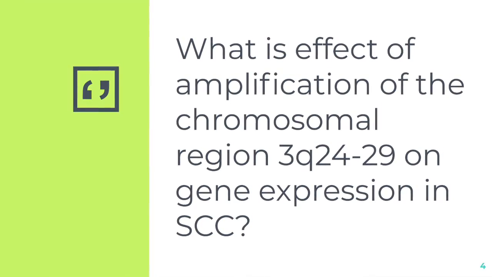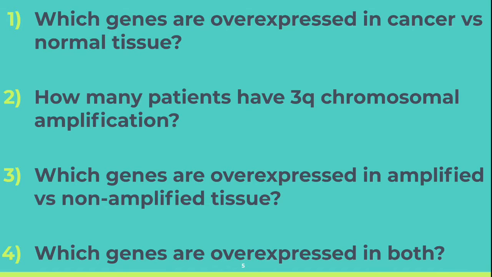This question can be broken down into 4 parts. First, we can look at which genes are overexpressed in cancer, comparing cancer versus normal tissue. Secondly, we must figure out how many patients actually have 3q chromosomal amplification. Thirdly, we can use that to see which genes are overexpressed when comparing amplified versus non-amplified cancer tissue. And finally, number 4, we take our results from 1 and 3 and see which genes are overexpressed both in cancer cells and in amplified tissue.